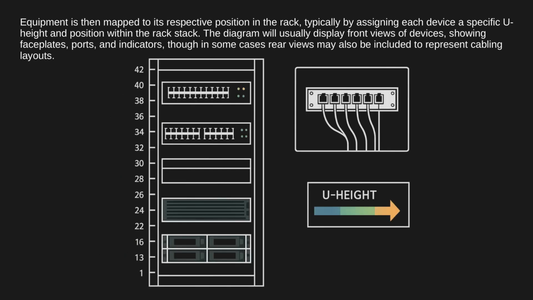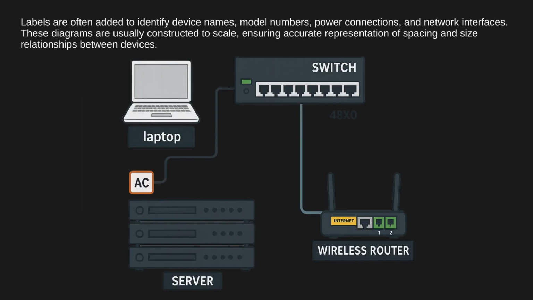Equipment is then mapped to its respective position in the rack, typically by assigning each device a specific U height and position within the rack stack. The diagram will usually display front views of devices, showing faceplates, ports, and indicators, though in some cases rear views may also be included to represent cabling layouts. Labels are often added to identify device names, model numbers, power connections, and network interfaces. These diagrams are usually constructed to scale, ensuring accurate representation of spacing and size relationships between devices.